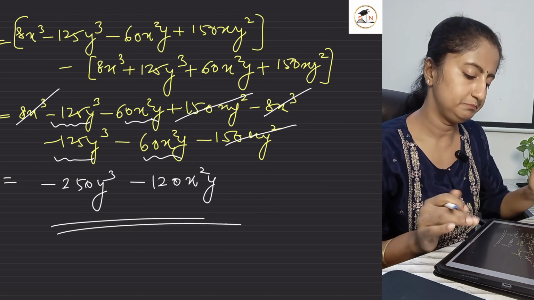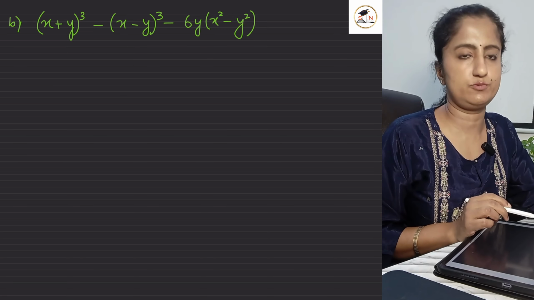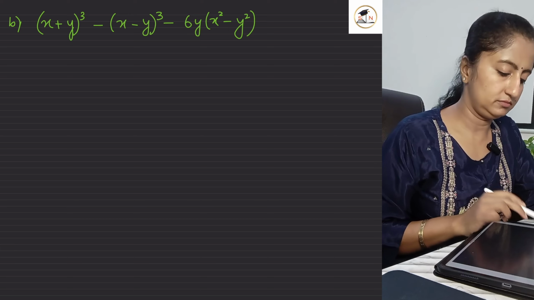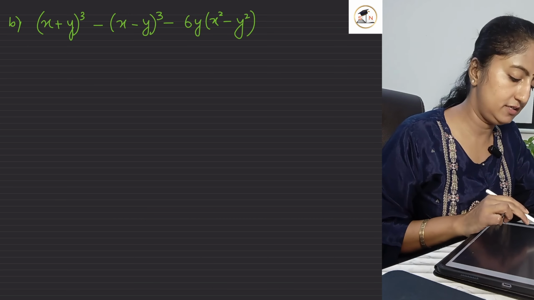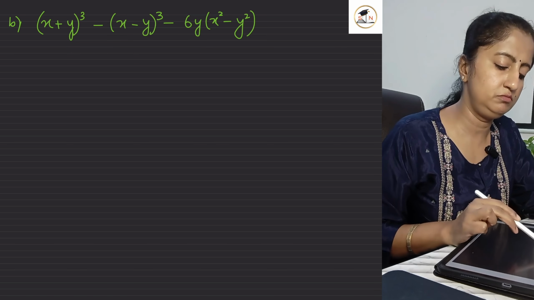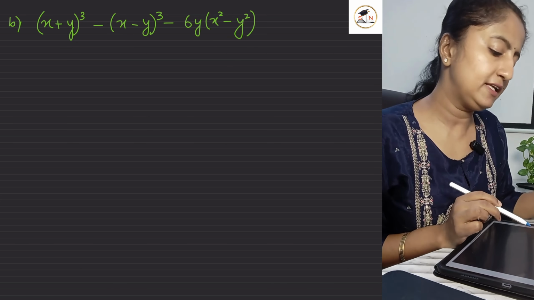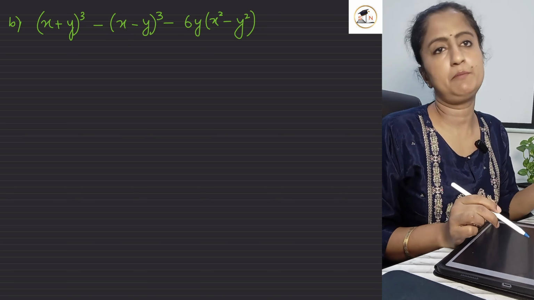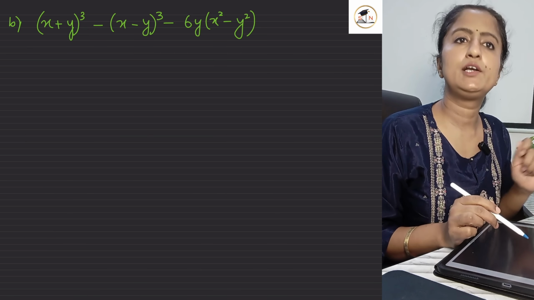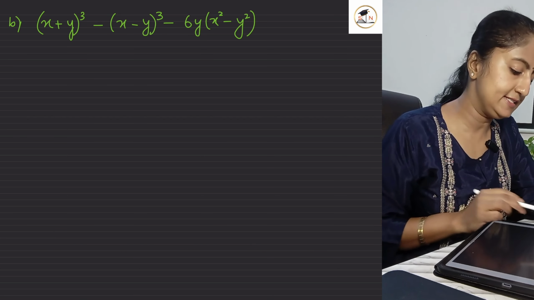Finished. Okay. Now the next question and the last question of this video. The question says simplify. And we have multiple things, right? So what are they? (x plus y) whole cube, (x minus y) whole cube, x² minus y². Now, do you feel the need of expanding? I'm sure you will. But we will do this question with a trick and it will become easier.